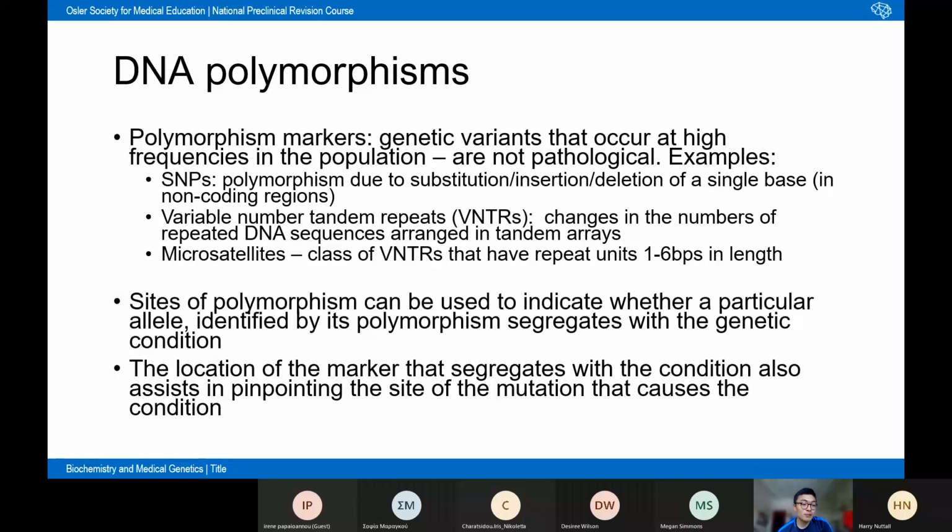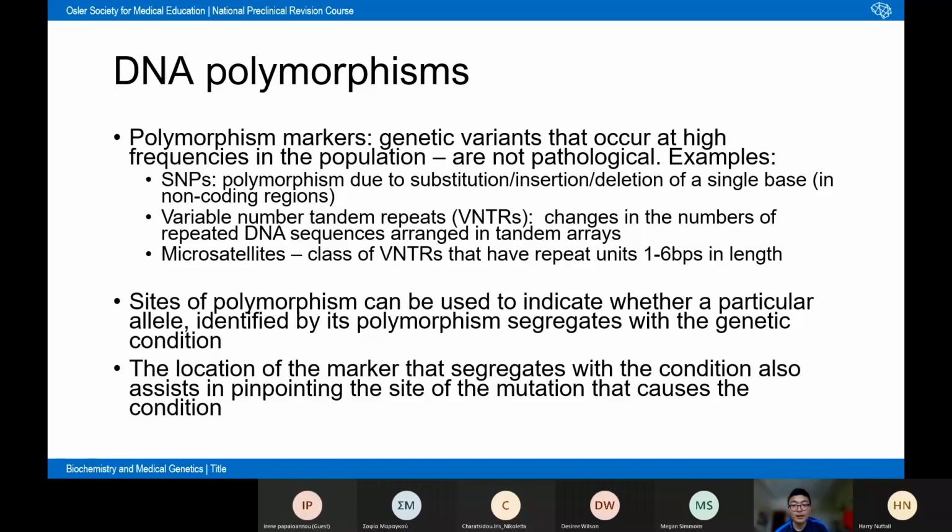Polymorphism markers are genetic variants that occur at high frequencies within the population, although they themselves are not pathological. So here are 3 examples. SNPs, single nucleotide polymorphisms, occur due to substitution, insertion, or deletion of a single base in non-coding regions. Subsequently, we also have variable number tandem repeats, which are changes in the numbers of repeated DNA sequences arranged in tandem arrays.